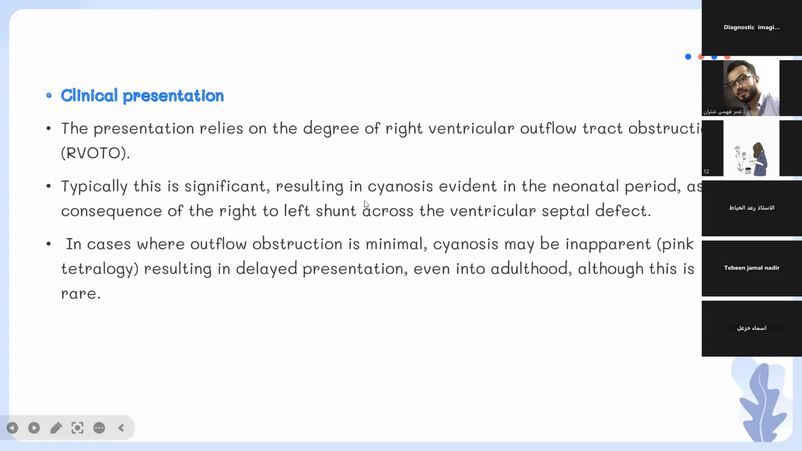Clinical presentation: the presentation relies on the degree of right ventricular outflow tract obstruction. Typically, this is significant, resulting in cyanosis evident in the neonatal period as a consequence of right-to-left shunt across the ventricular septal defect. In cases where outflow obstruction is minimal, cyanosis may be inapparent, which is called pink tetralogy, resulting in delayed presentation even in adulthood, although this is rare.